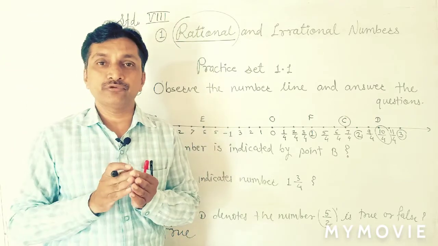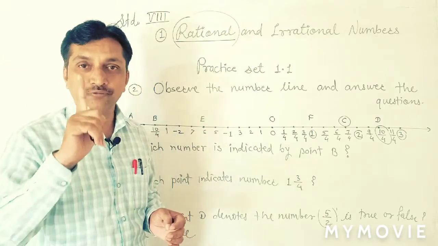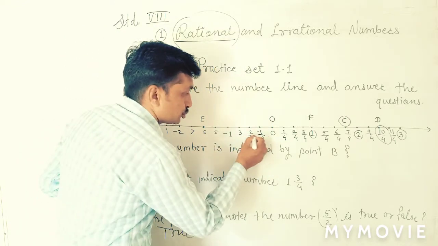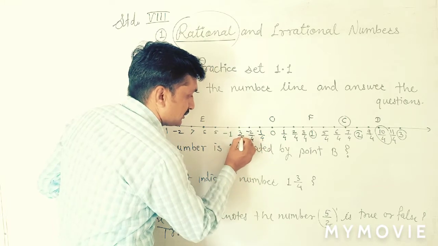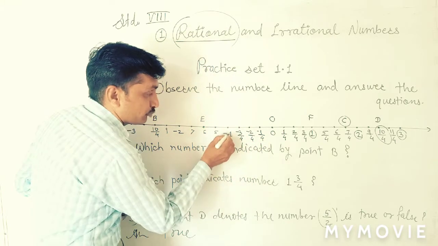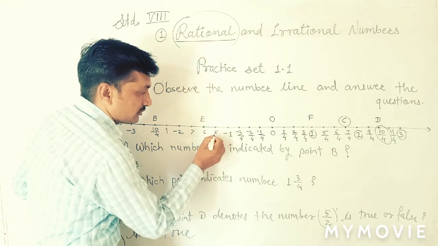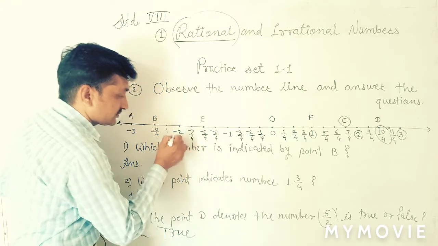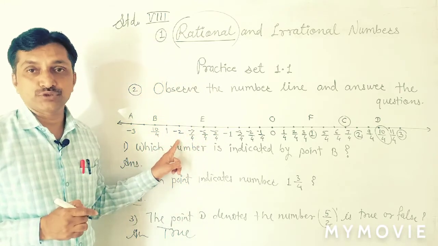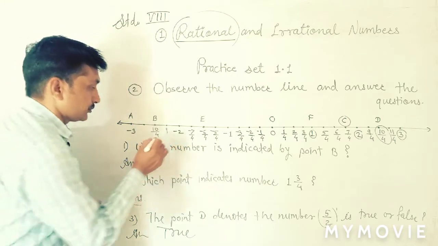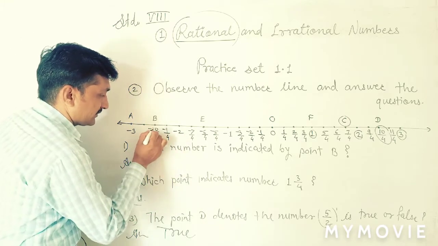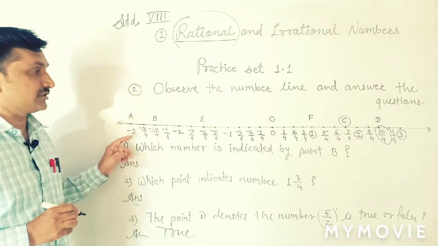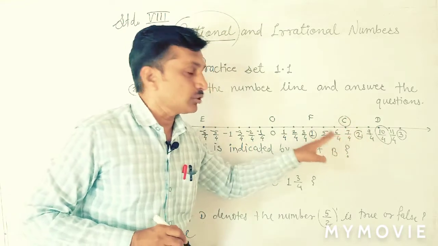Why are we writing divide by 4? Because there are 4 parts of one unit. That's why here minus 1 upon 4, minus 2 upon 4, minus 3 upon 4. Here minus 4 upon 4 means minus 1. Minus 5 upon 4, minus 6 upon 4, minus 7 upon 4, minus 8 upon 4 means minus 2. Minus 9 upon 4, minus 10 upon 4, minus 11 upon 4, minus 12 upon 4 means minus 3. In this way, we have written all the parts.